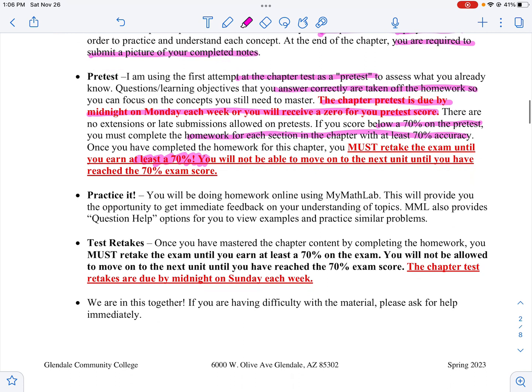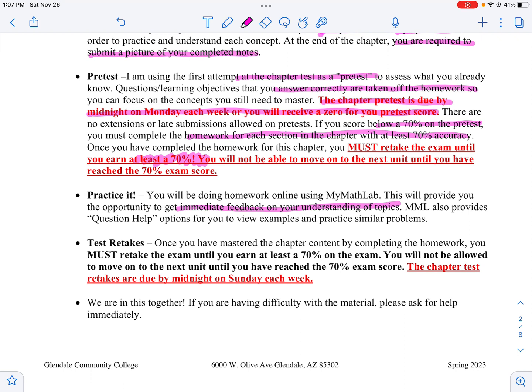Make sure that you practice by doing the homework in MyMathLab. This will provide you with the opportunity for immediate feedback on how well you're understanding the topics. You may need to go back to the videos and re-watch some of the examples if you're struggling at all. MyMathLab also provides you with some question help options if you're struggling with certain problems. They'll give you an extra example. They might even provide you with additional videos you can watch on certain ideas.